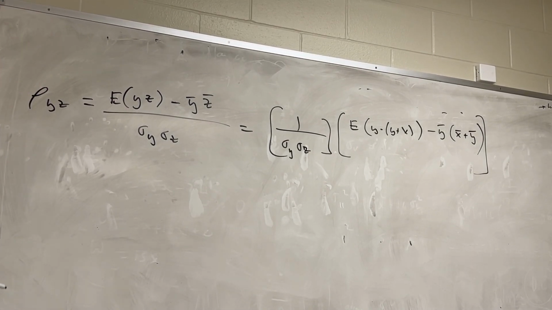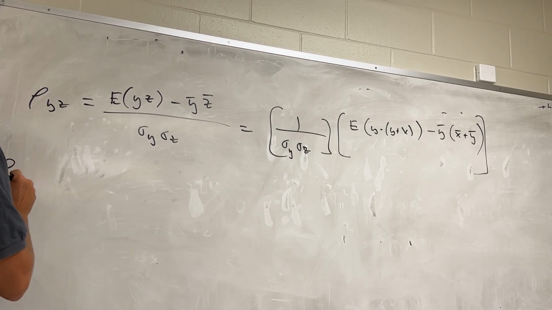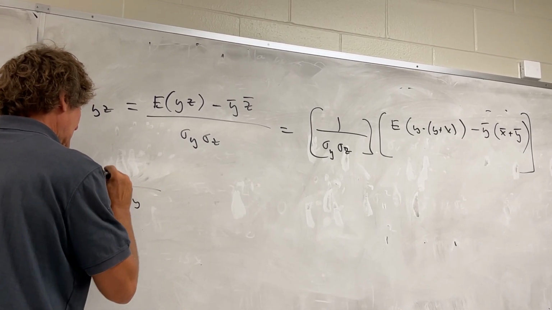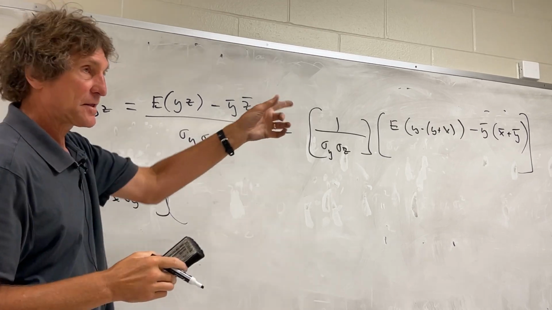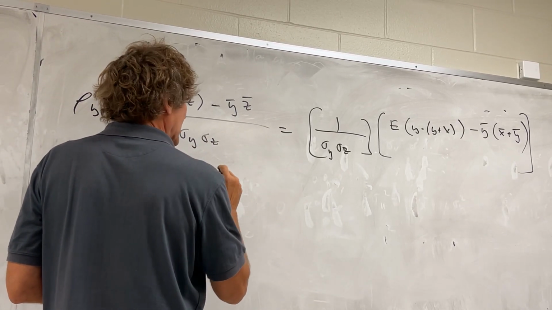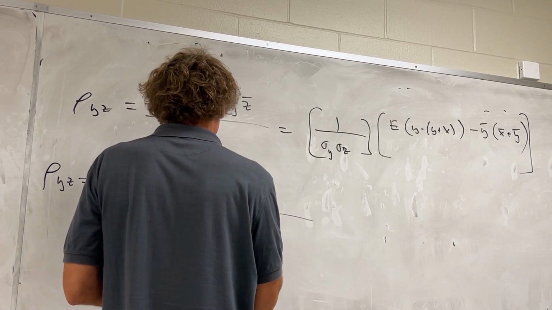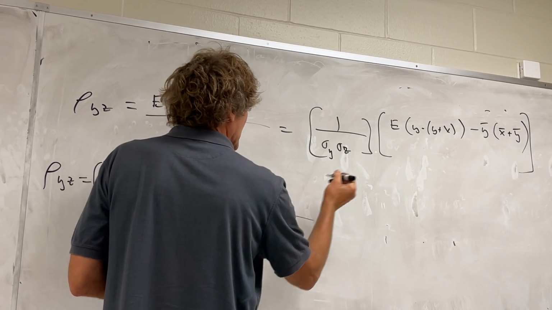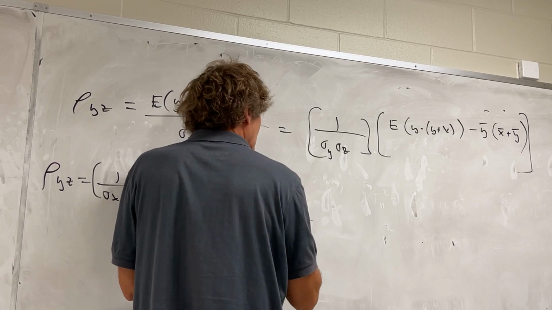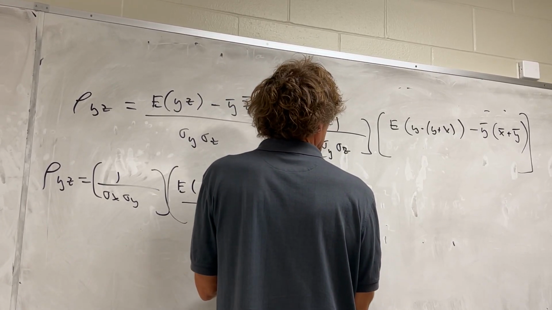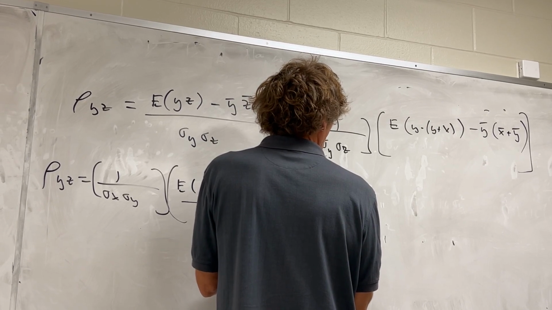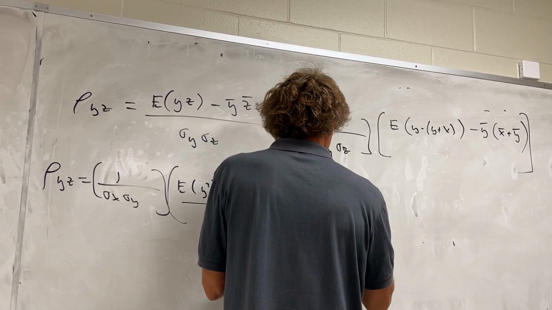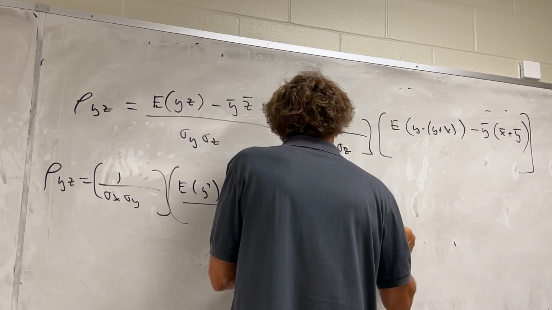All right, now, next thing I'm going to do is say that rho of yz here, I'm going to leave this 1 over sigma x sigma y out in front. Now, what is the expected value of that? Well, in this case, it's y squared, right? And then it's going to be plus the expected value of yx, minus the expected value of y times x, and it's going to be minus the expected value of y squared. Just take a look at that.